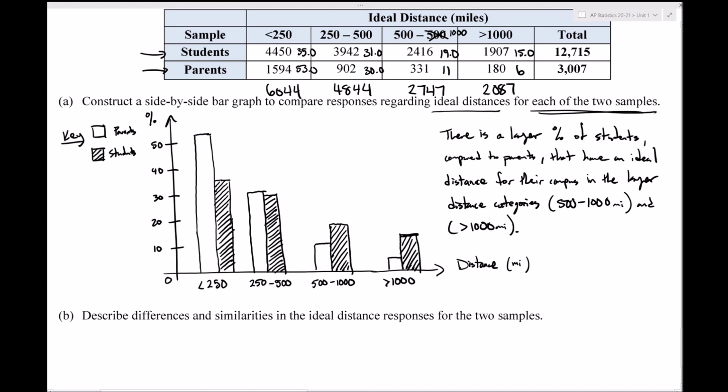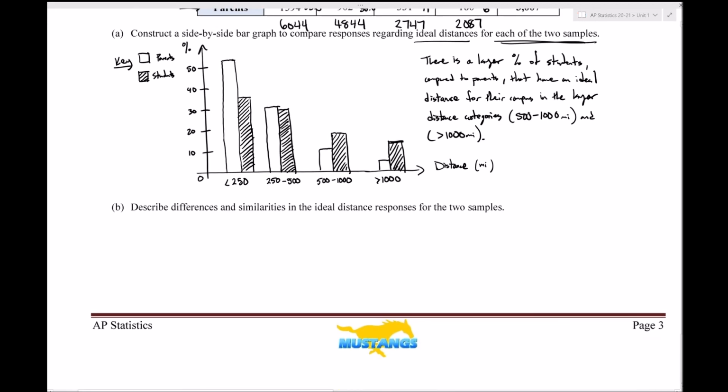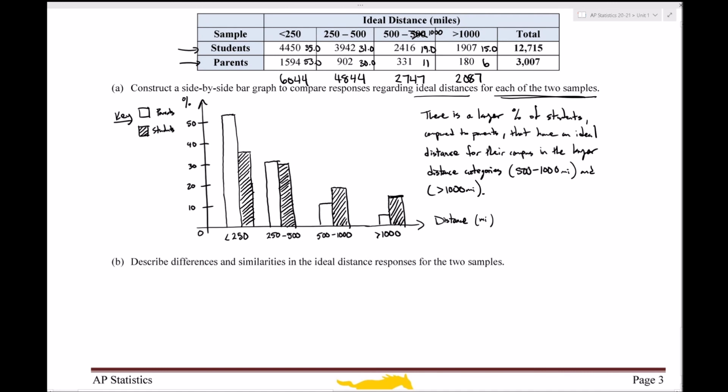Let's see. I think I was answering letter B. So one thing here you want to make note of is you read everything, all parts, there before you start answering things. So letter B: describe differences and similarities in the ideal distance responses for the two samples. So I started already the answer for letter B. So that's where I'm going to go ahead and stop, but that should be down here. And that's only the first half of the response. That's not the entire response.